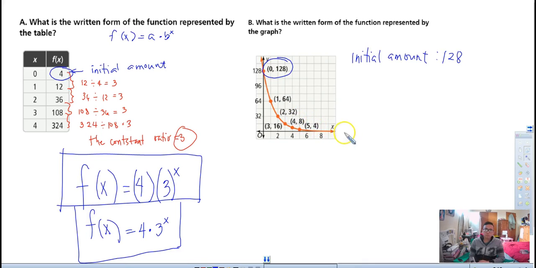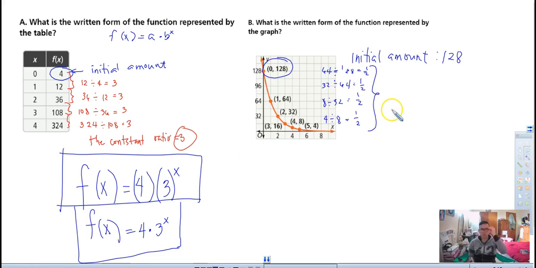What do you think is the ratio? Let's see, 4 divided by 8 will give us 1/2. 8 divided by 32 is also 1/2. 32 divided by 64 is equal to 1/2. And 64 divided by 128 is equal to 1/2. So our constant ratio is 1/2.